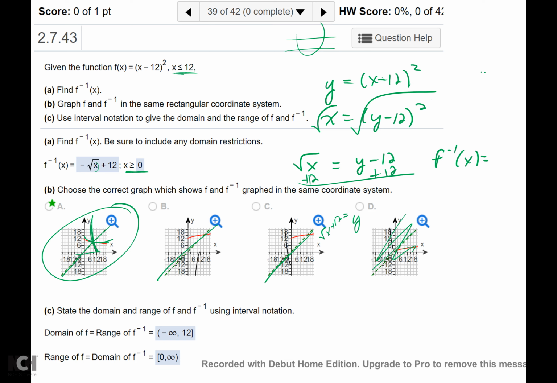And the range would be 0 to infinity because it won't go below 0. Again, this doesn't make any sense. If you're looking at the inverse, that's the red one. It's not going from negative infinity to 12. It's going from 0 to infinity. I'm going to have to email the company on this one. I don't agree with this answer, and I don't agree with this answer.